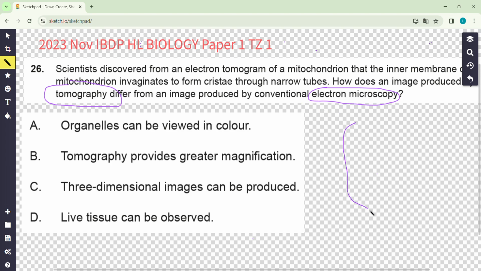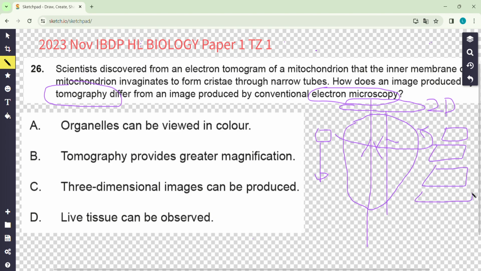We have a free body here. For a conventional electron microscope, electrons pass through it, and a two-dimensional image is formed. For tomography, the sensor moves around the object, getting a layer and then moving down, getting layers and layers of images, and these layers of images joined together become a 3D image.